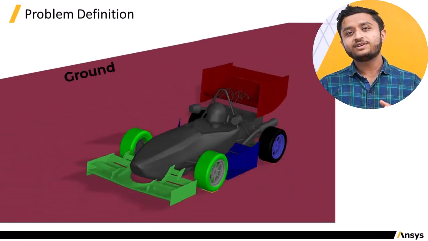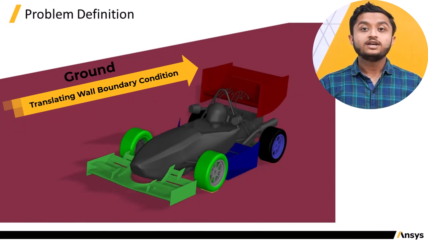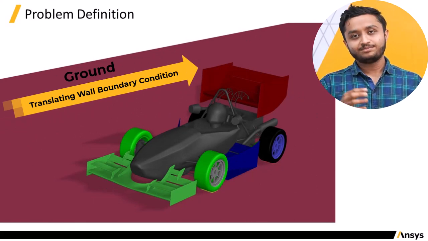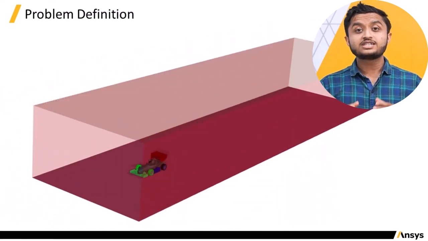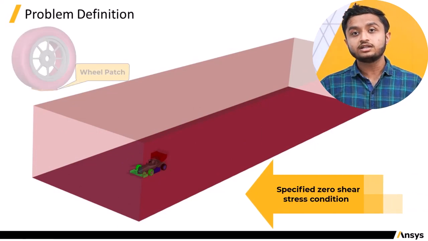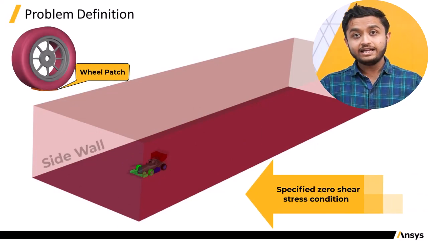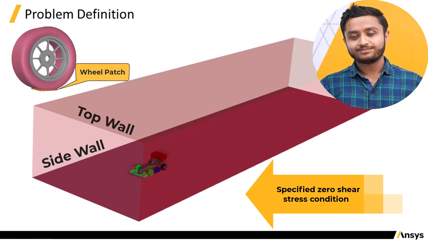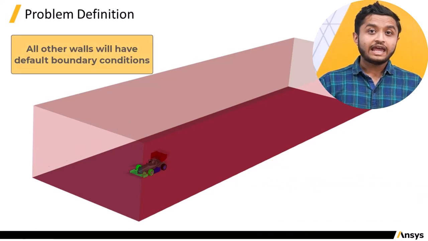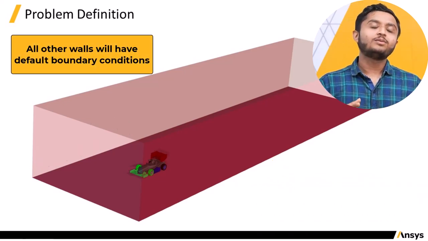The ground will be given a translating wall boundary condition with speed same as of the air. We will apply a specified zero shear stress condition to the wheel patches, side and top walls of the domain. All other walls and the symmetry plane will have default boundary conditions.